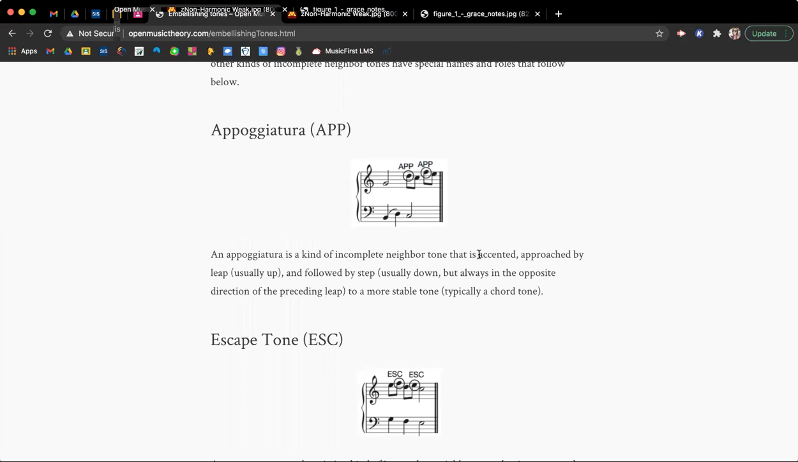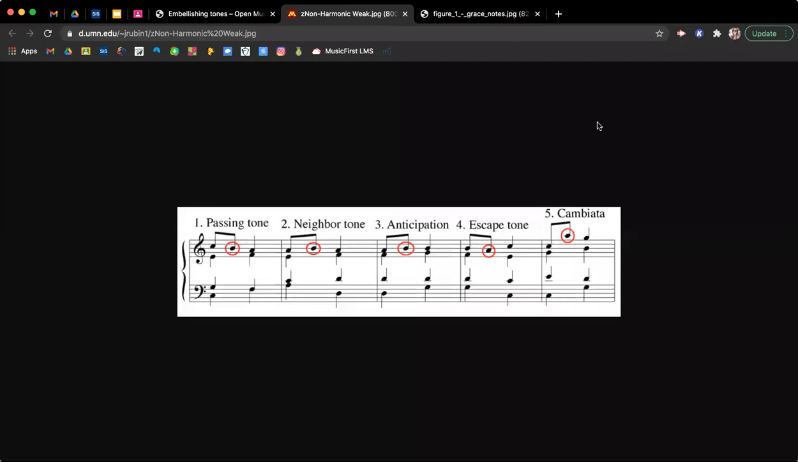It is accented, right? So it's usually on the downbeat. Whereas if you're looking at this cambiata, the leap happens on a weak beat. So it's a lot of words that basically just describe different things you can do to embellish your melody.